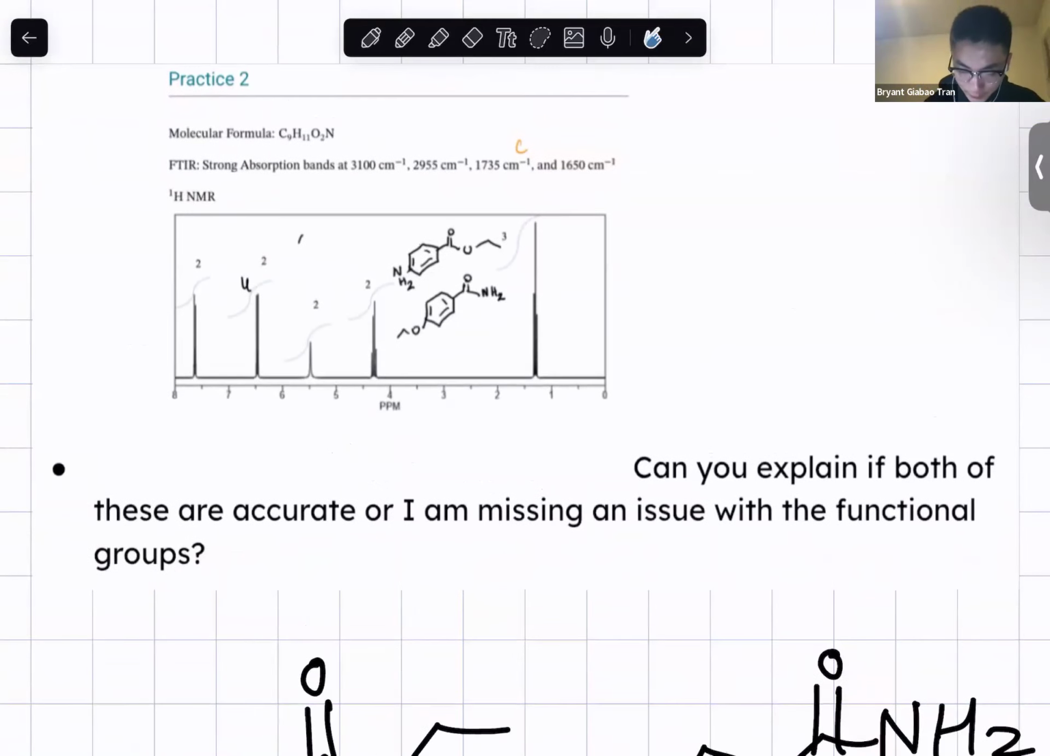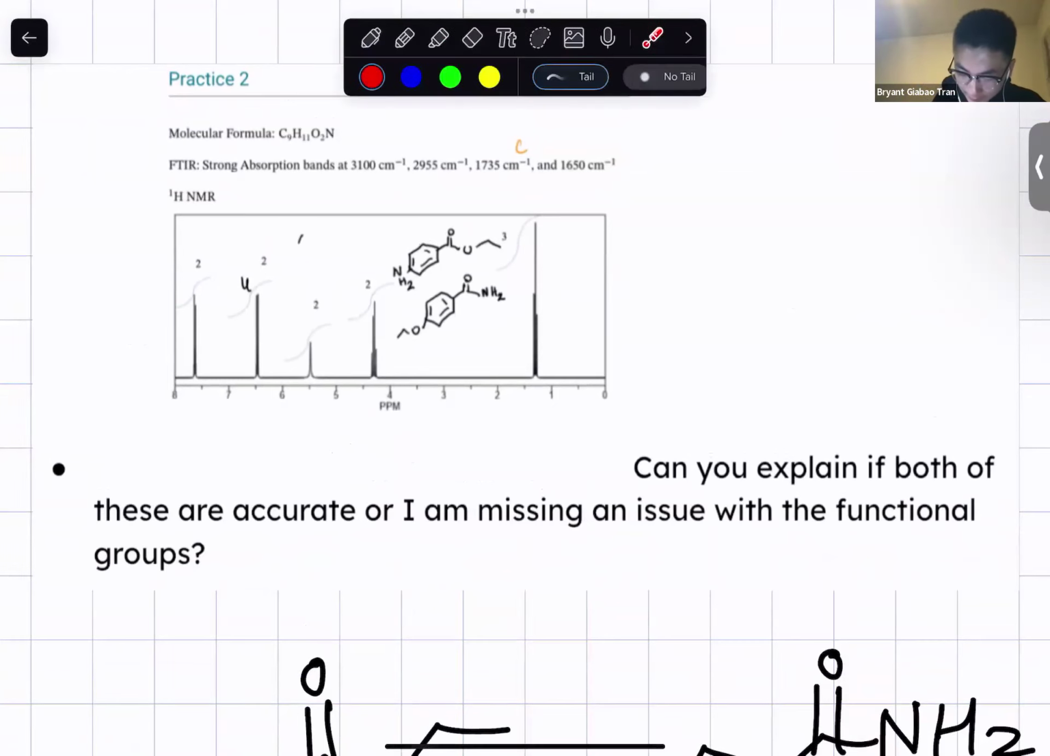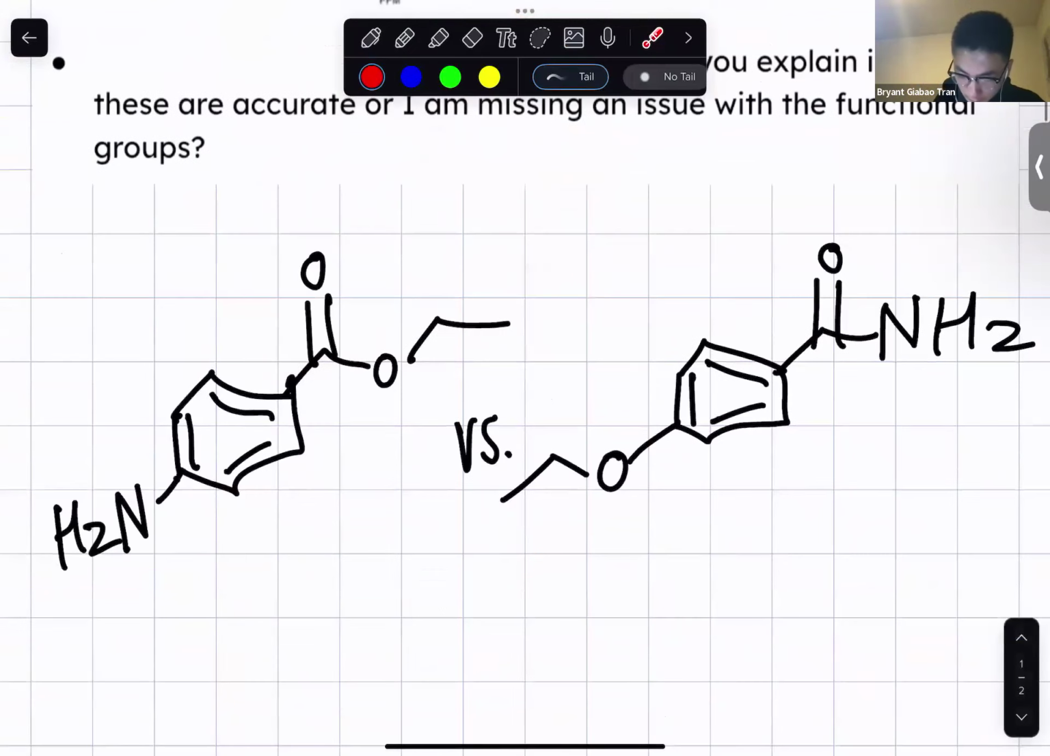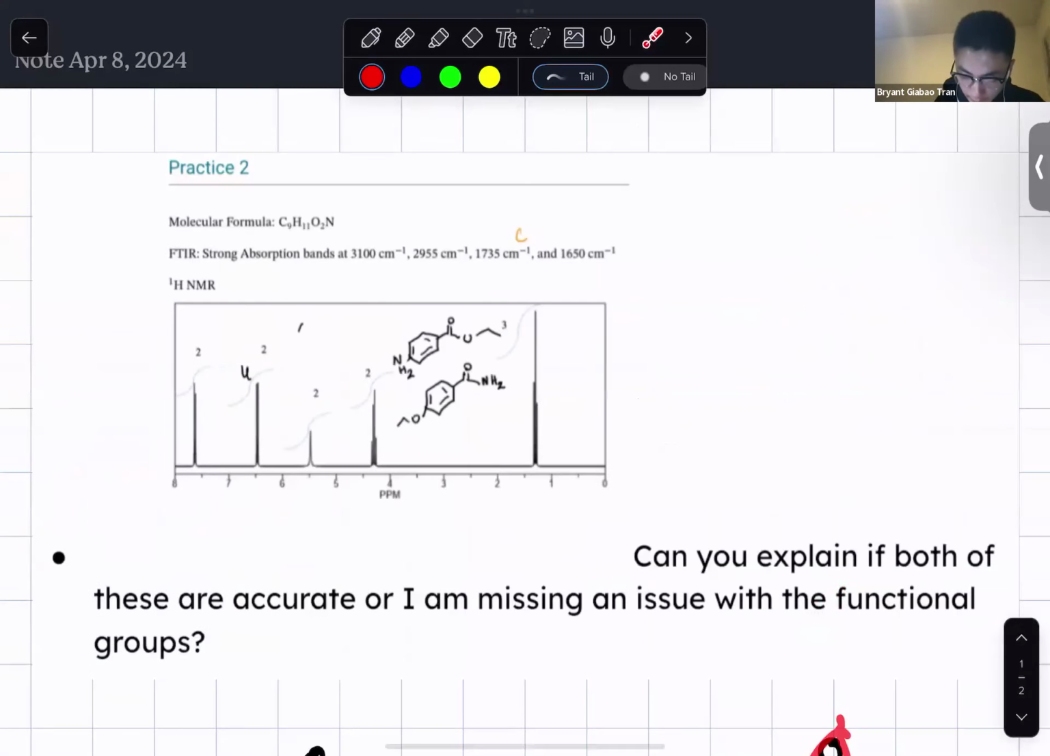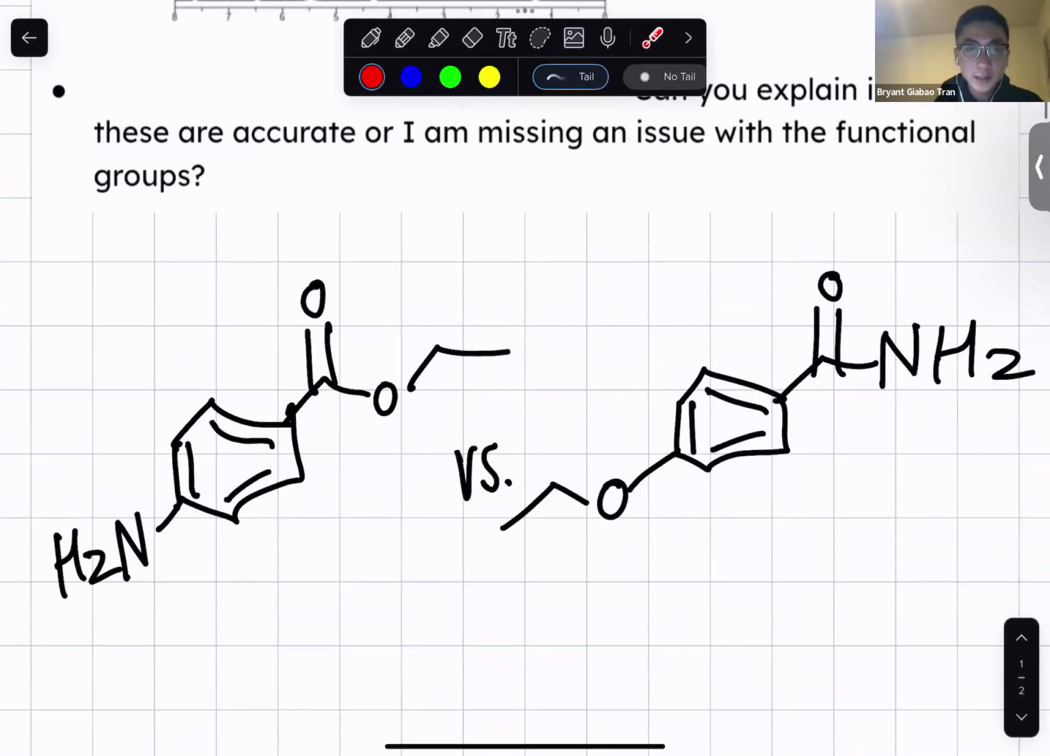For this one, they were asking what the difference was between this molecule and this molecule for this HNMR practice. We see that there's an amine on this benzene ring on the left structure, but on the right structure, this is not an amine. This is an amide, where it's not connected to the benzene ring, but to the carbonyl. We know that the more deshielded a hydrogen is, the closer it is to an electronegative atom or electron withdrawing group.